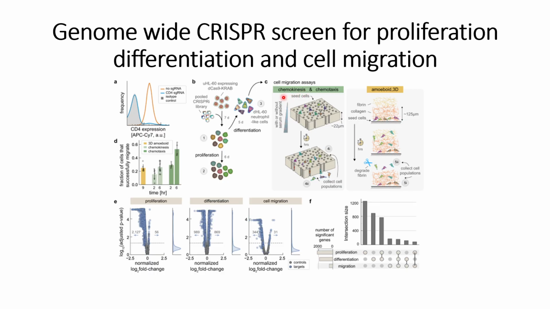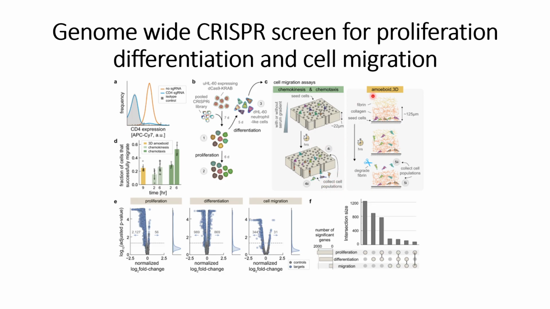For chemotaxis, they change the gradient in the transwell assay, check the movement of the cells after some time, and then collect the cell populations that have migrated. In the case of chemokinesis, they keep the same gradient in the whole transwell assay, the same in the top and bottom, check the migration of the cells, and collect the cells that have migrated.